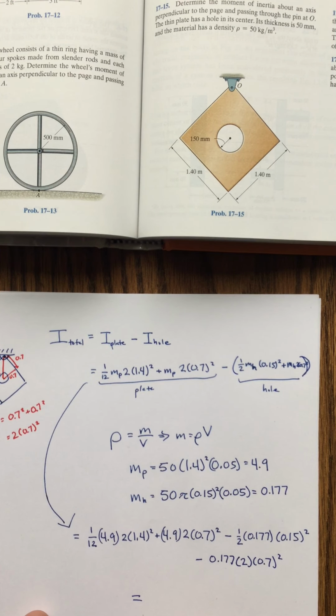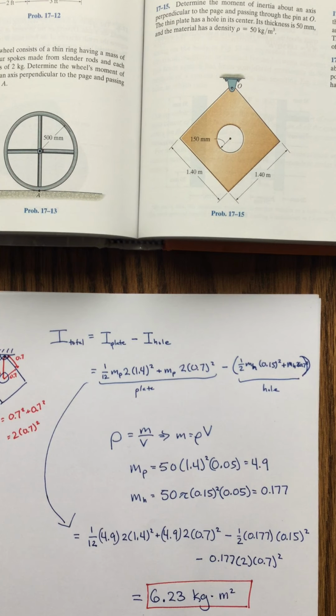And so that gives us the total moment of inertia. And for that, you can do the calculation on your own, but you should get 6.23 kilograms times meters squared. And that is our answer for problem 15.